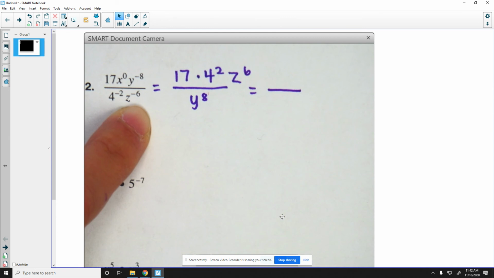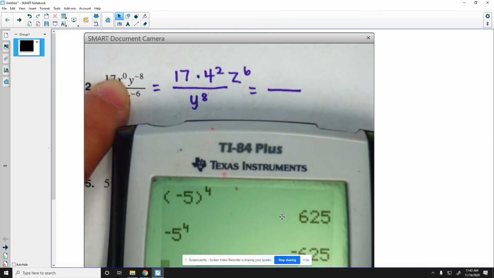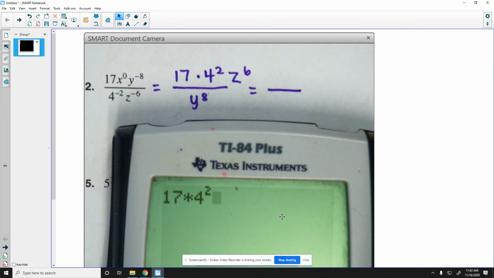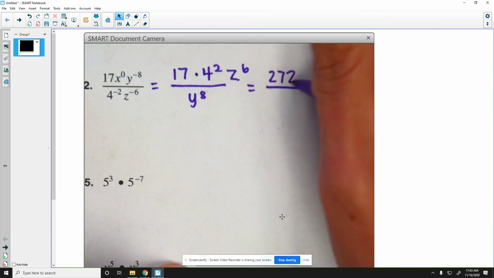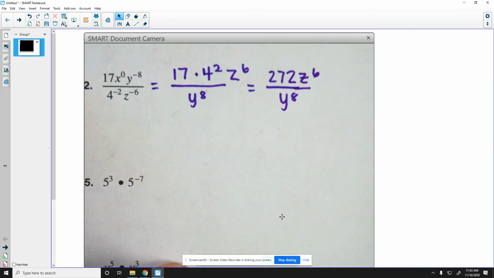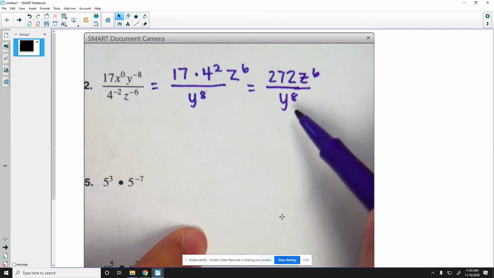In my calculator, I would type in 17 times 4 squared, just to figure out what that equals. Oh, okay, 272. So 272, z to the 6 over y to the 8. Should I do anything else? Can I subtract the 6 and the 8?